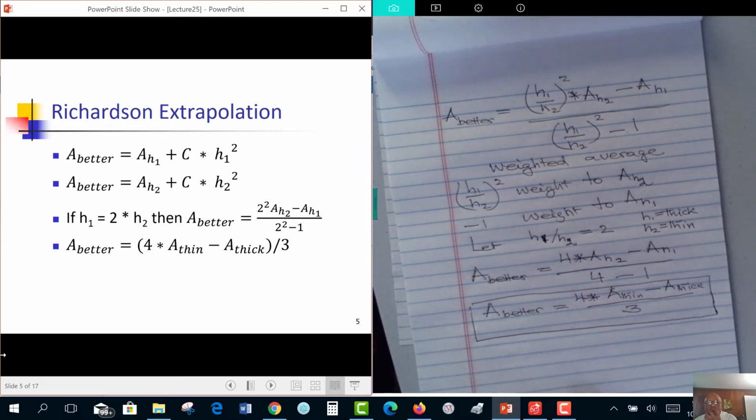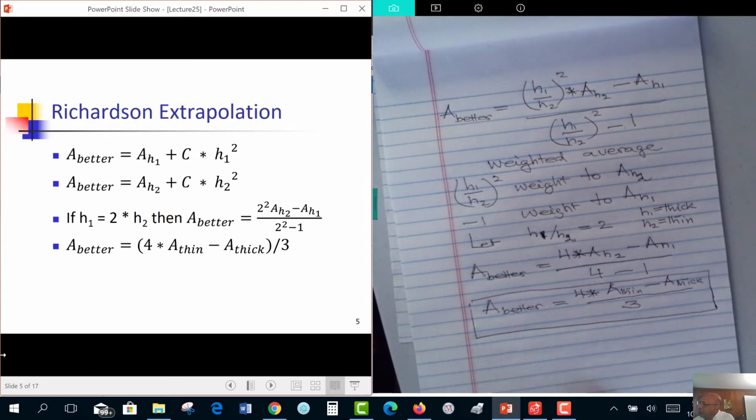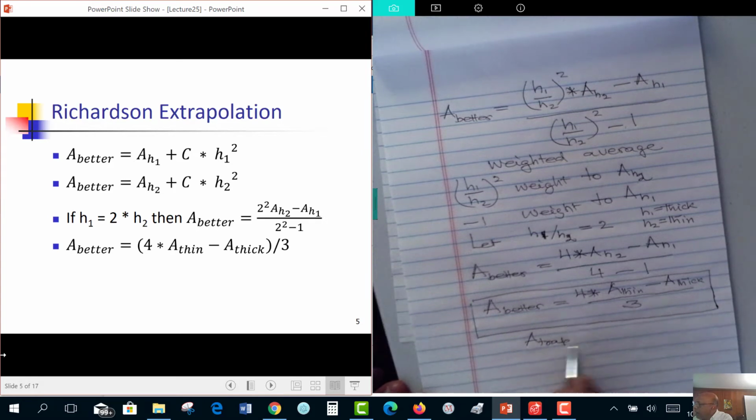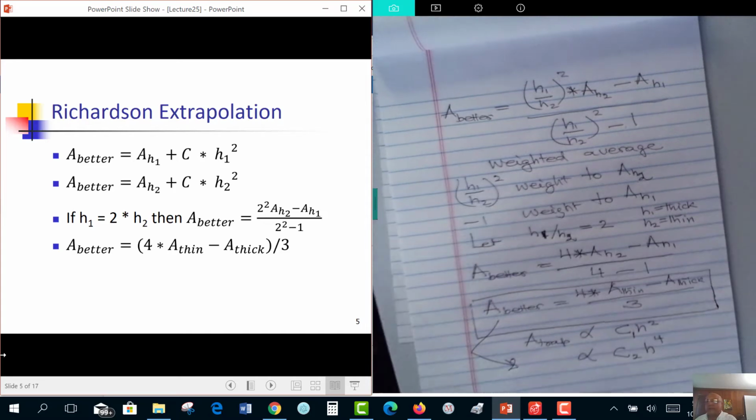So the question is, how good is this estimation? We started with the trapezoidal estimate, whose error was proportional to C h square. So now this A beta error would be proportional to some other constant, C h to the power 4. So we are going to have lower truncation error in this better estimate.